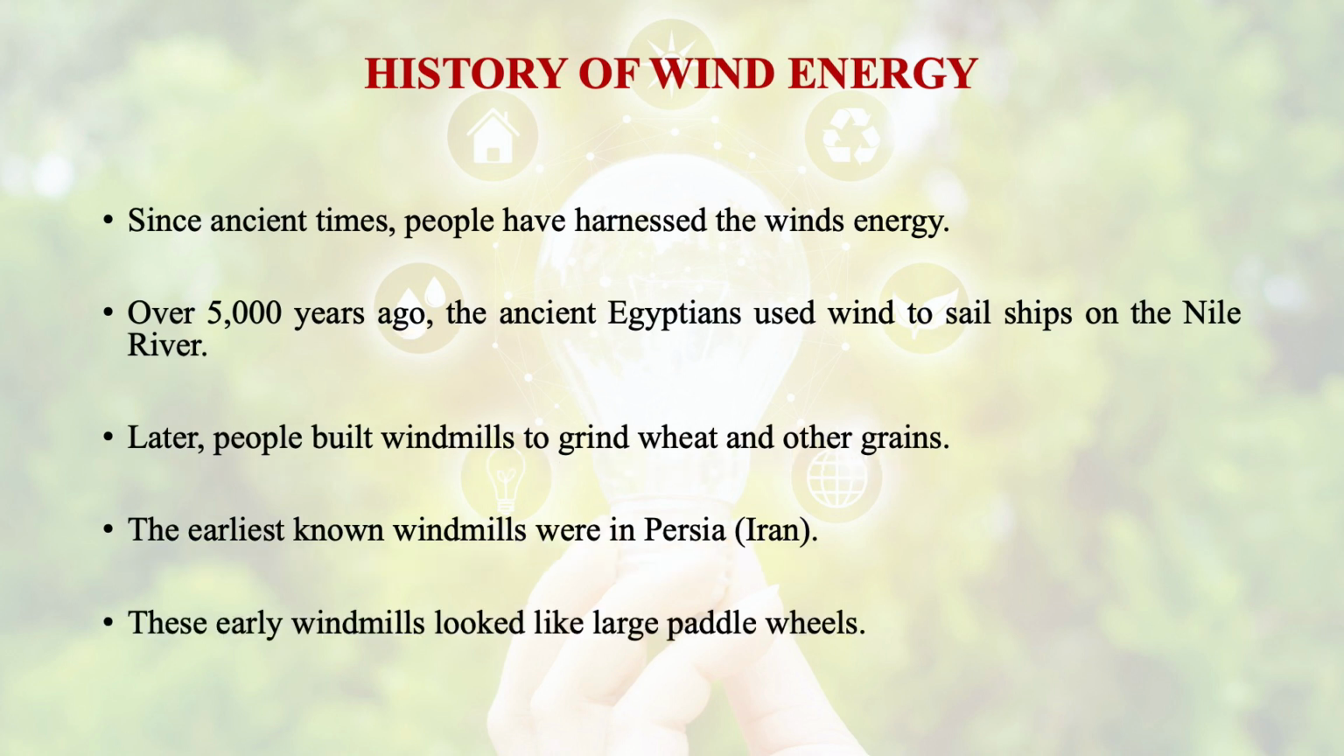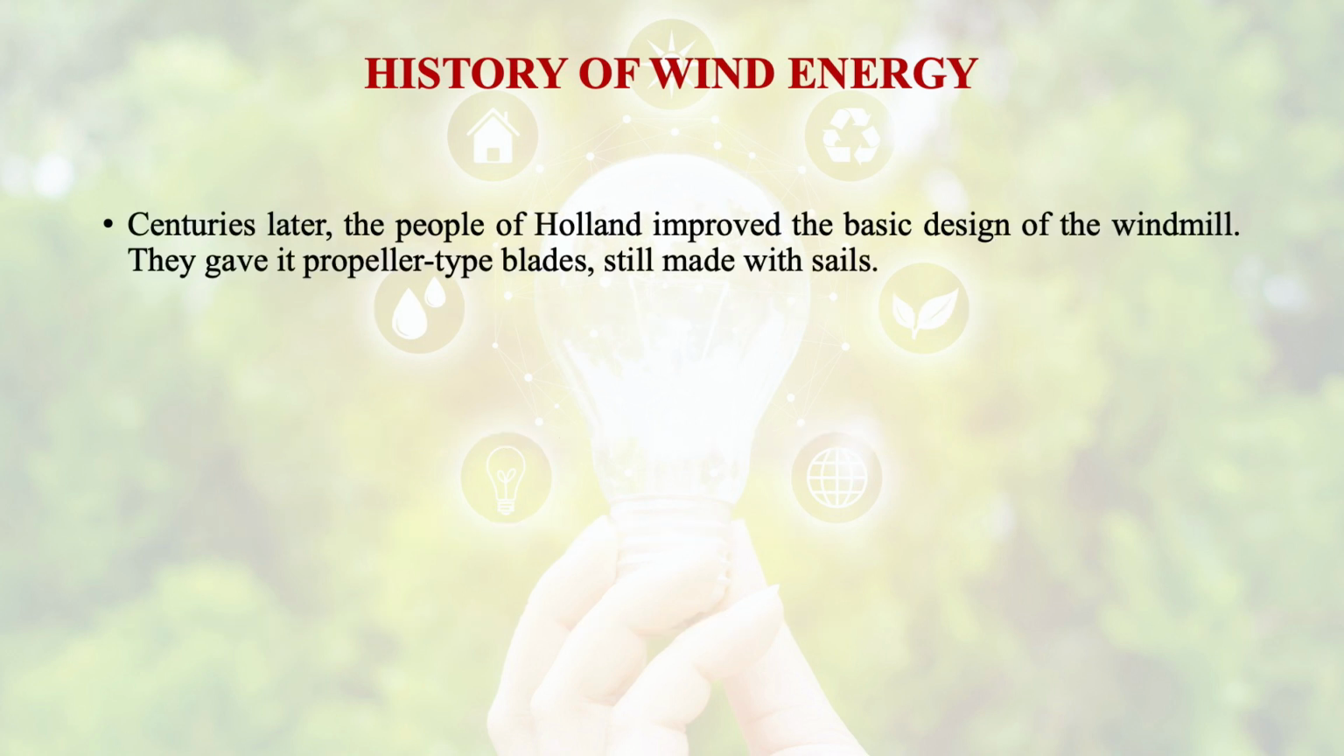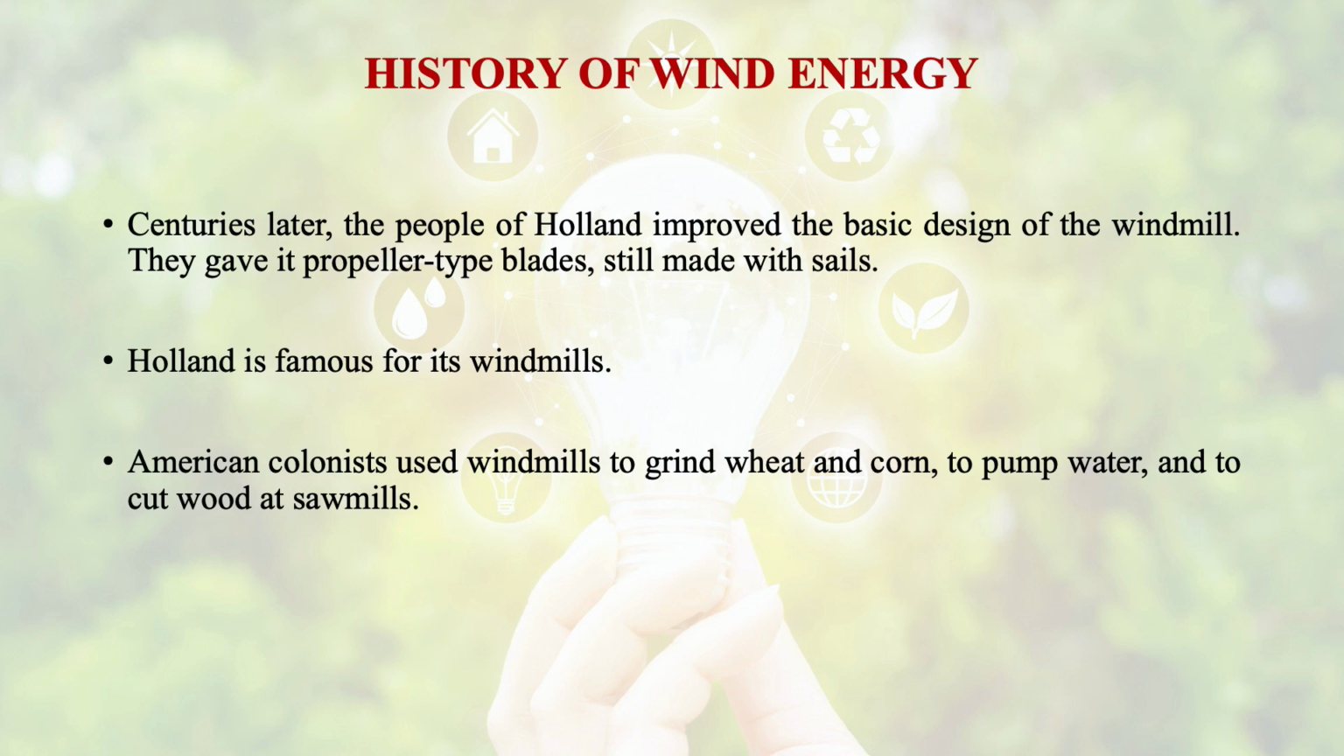These early windmills looked like large paddle wheels. Centuries later, the people of Holland improved the basic design of the windmill. They gave it propeller-type blades, which were still made with sails, and Holland is very famous for its windmills. Then American colonists used windmills to grind wheat and corn, to pump water, and to cut wood at sawmills.